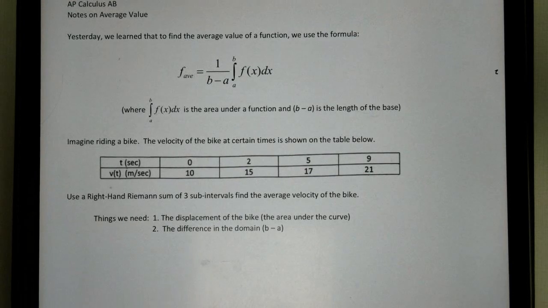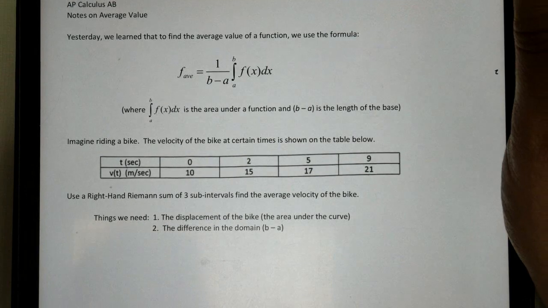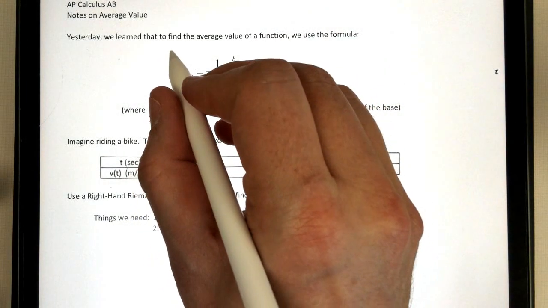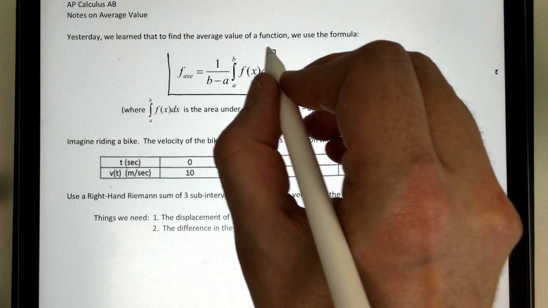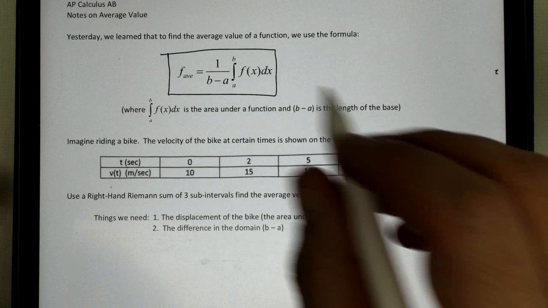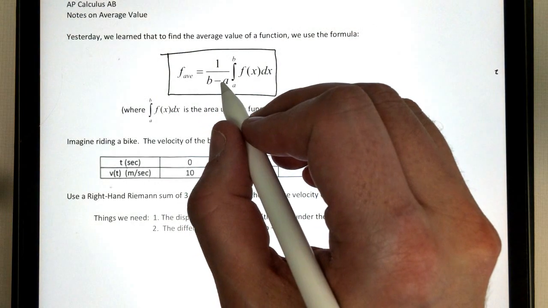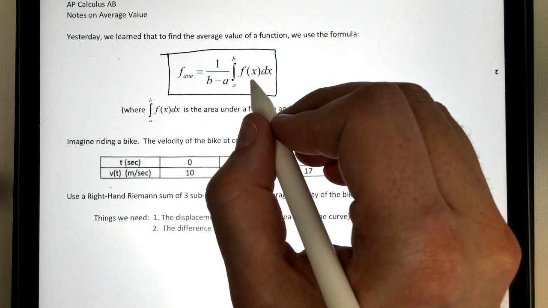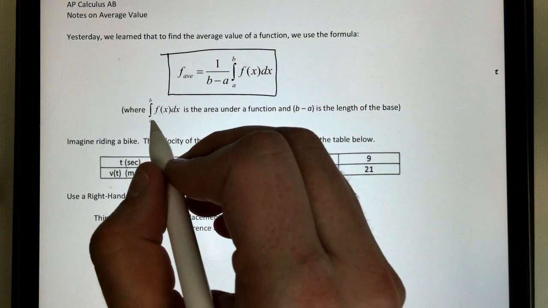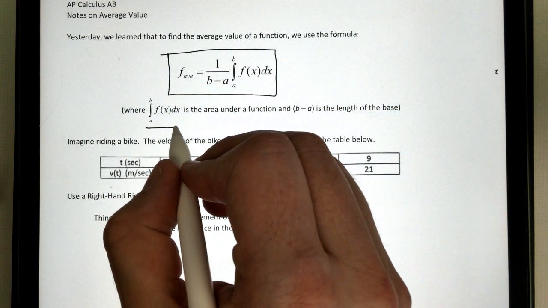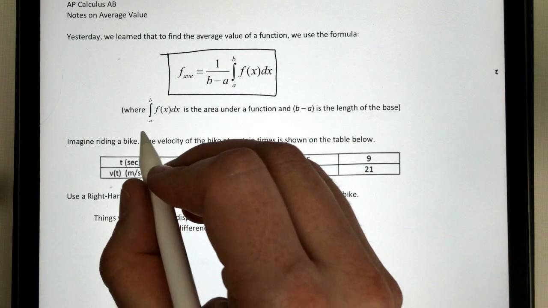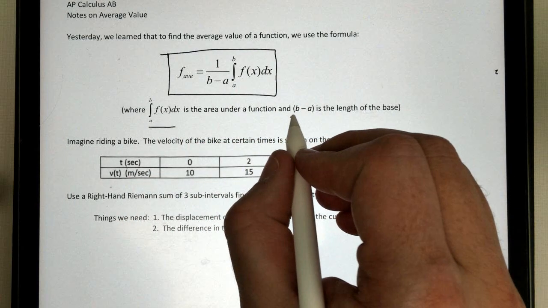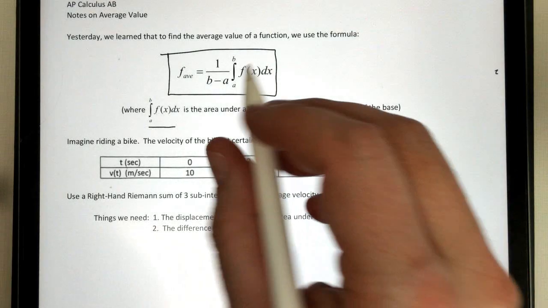Today we're going to talk about average value. We saw a little activity yesterday, and we determined that to get the average value of a function, we can use our little formula right here: 1 over b minus a times the integral of f of x dx. Where f of x dx is defined to be the area under a function, and b minus a is the length of the base of our function.